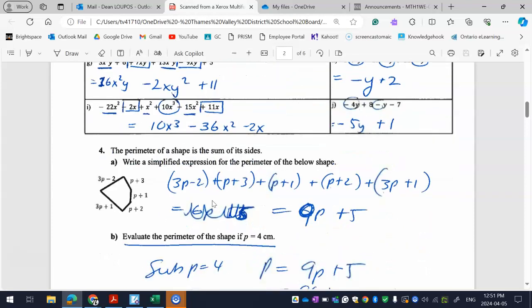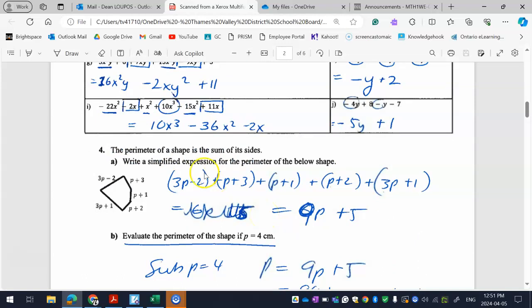Here, when you're doing the perimeter of the shape, I put brackets here and then I add. So it's 3p minus 2 plus this plus that. The reason I do that is just to be careful when you're adding. So for example, it didn't come up here, but let's say this was minus 3p plus 1. The negative will be here, right? It won't be minus 3p minus 1. It'd just be minus 3p.